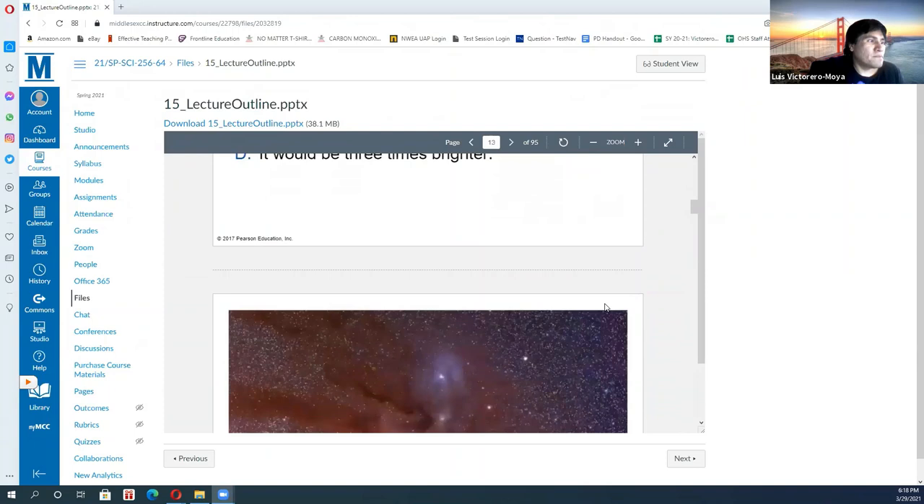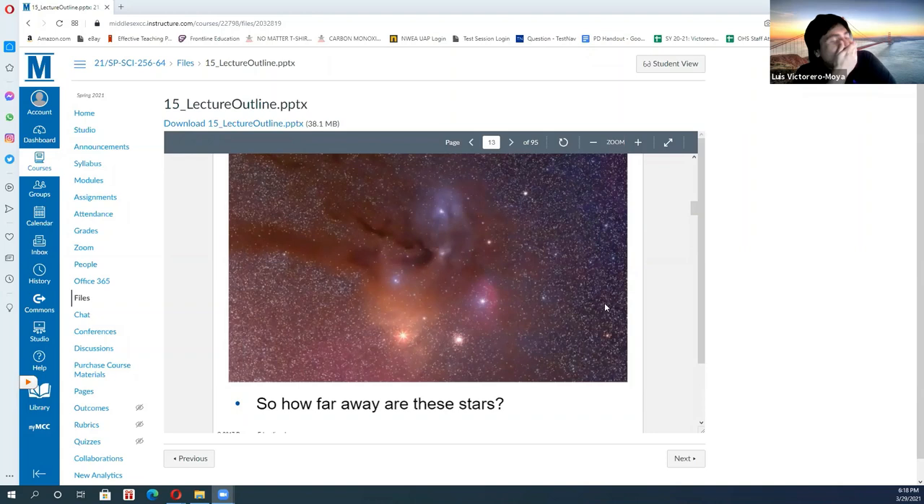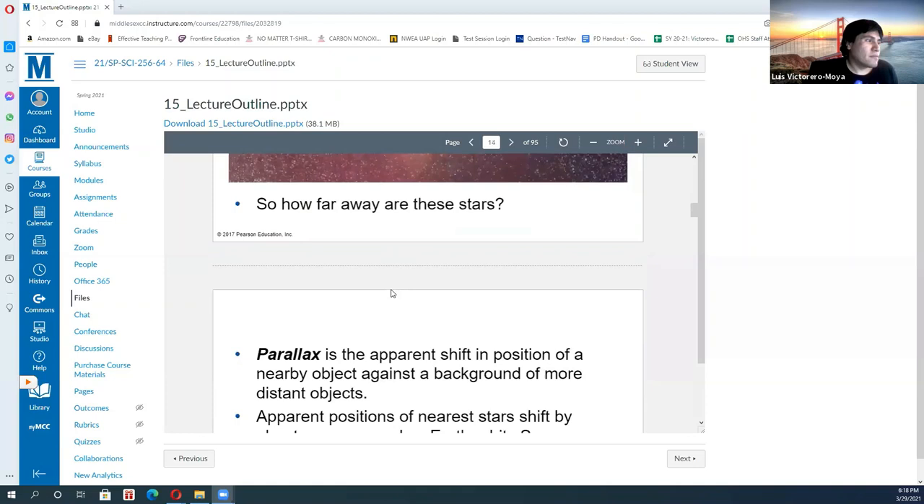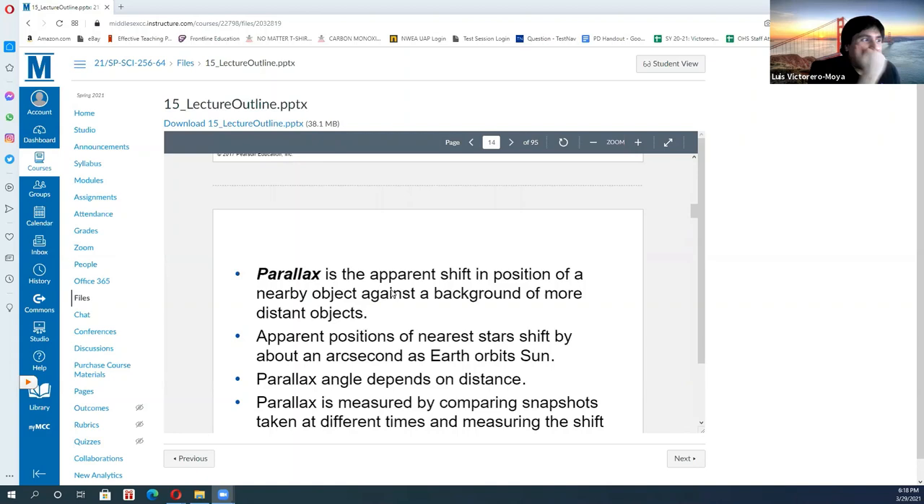So how far are these stars? There is a way to know that. For stars that are closer to us, like the sun, obviously, Alpha Centauri, Beta Centauri, even Polaris, you can actually use what we call the method of parallax. Parallax is an apparent shift in position.